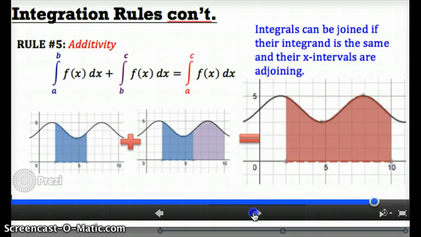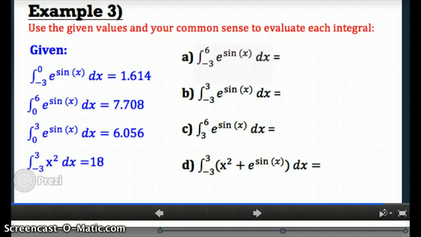Let's practice this one. In these examples, we're again going to evaluate each integral without using an antiderivative, but by being a little sneaky. In this case, we're given various known integrals. Notice that the function is the same, but each integral has slightly different limits of integration. In other words, the interval over which we're finding the area is different for each of these numbers, but the function is the same, except for the last one.